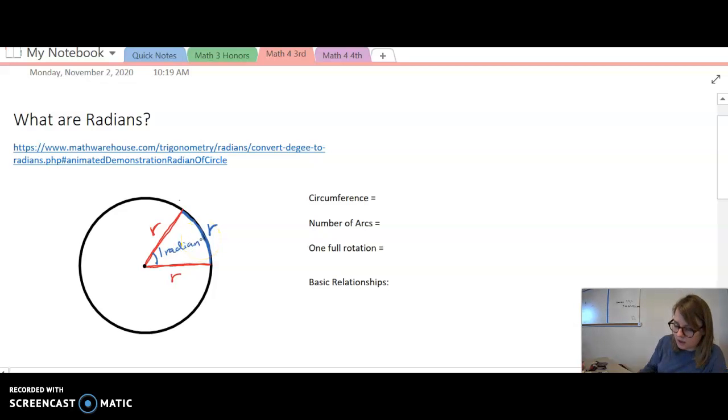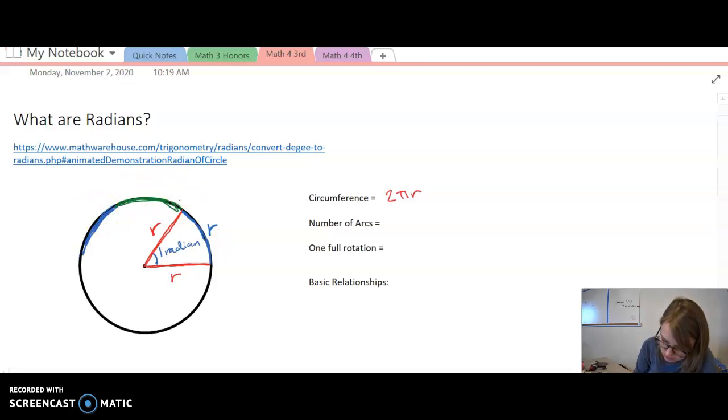Okay? So now let's look at what I have over here. So I have circumference. Well, we know that a circumference of a circle is 2 pi r. So 2 times pi times the radius. Well, now I need to figure out, well, how many arcs are there in one circle? We can do this by just drawing it on our edges.